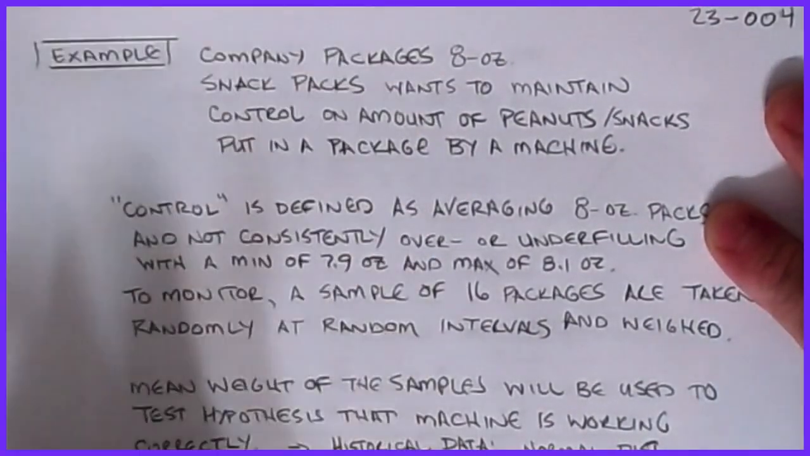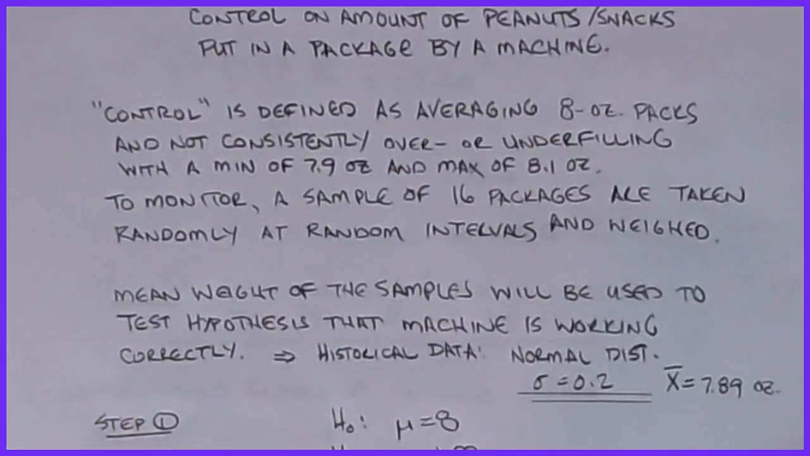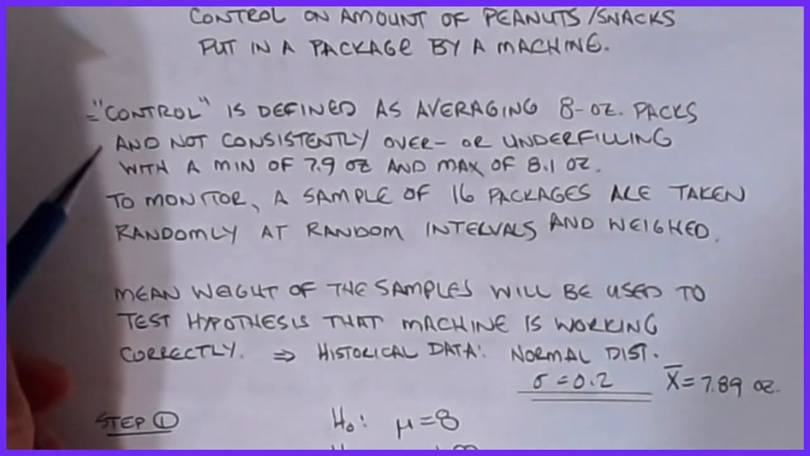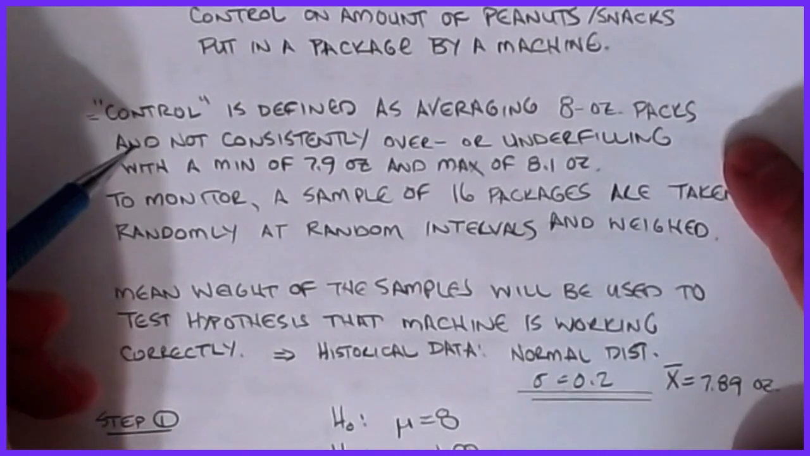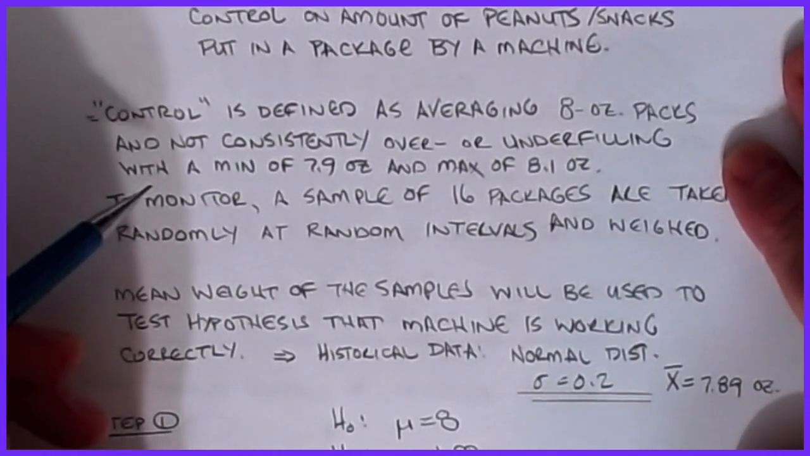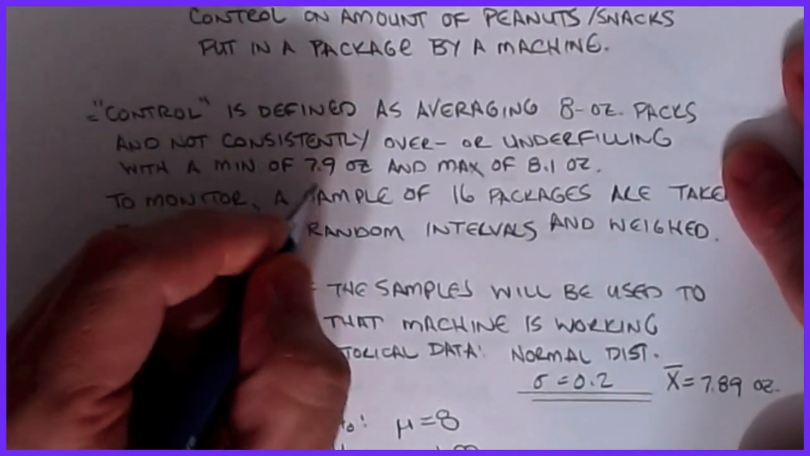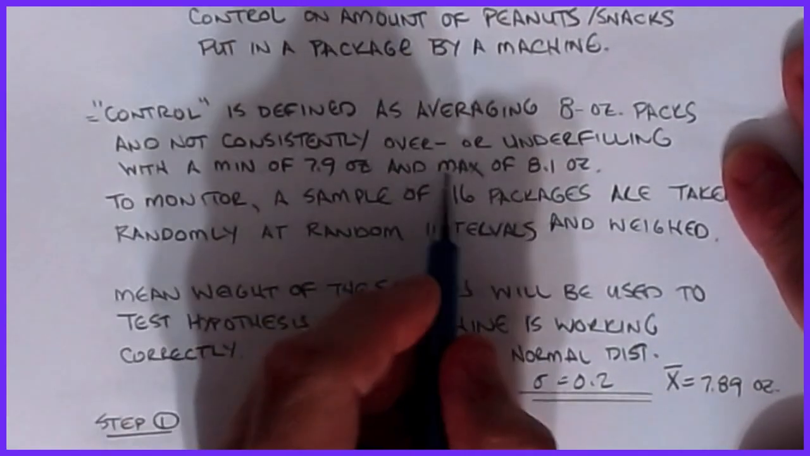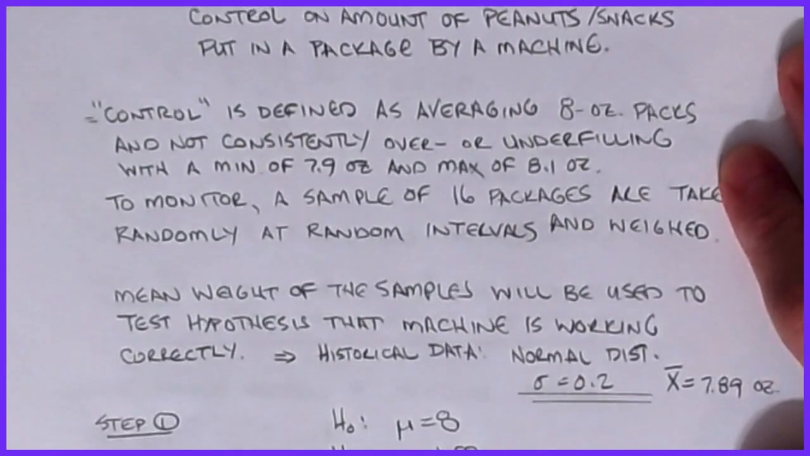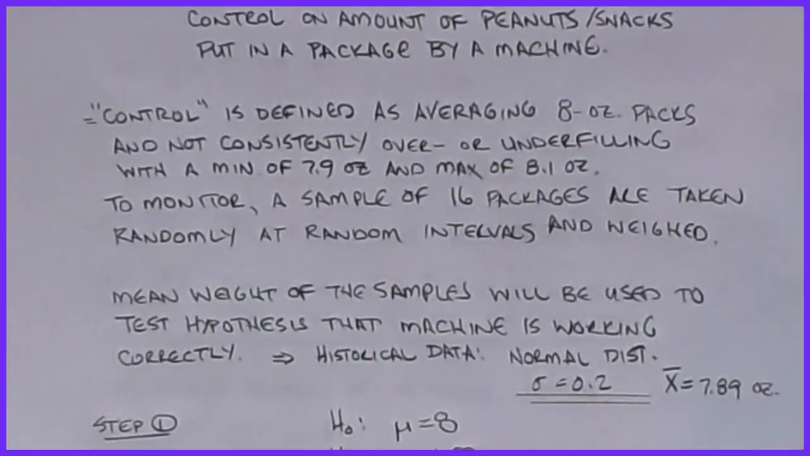Okay, that are put in a package by a specific machine. Now, the way that control is defined by the company is that we're going to average 8-ounce packs, and that we are not consistently over or under filling, with a minimum of 7.9 ounce average and a maximum of 8.1. So if I fall between 7.9 and 8.1, I won't get into trouble, and my machine is operating within its normal limits.